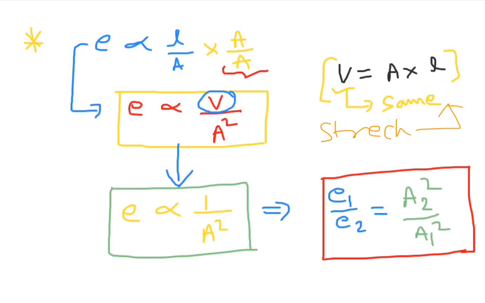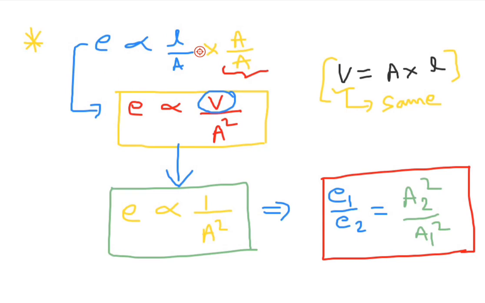So that this is constant means how E and A square are related. E is proportional to 1 by A square. So elongation and cross-sectional area are related like that. We can write now E1 by E2 is equal to A2 square by A1 square. This is the given formula for us.